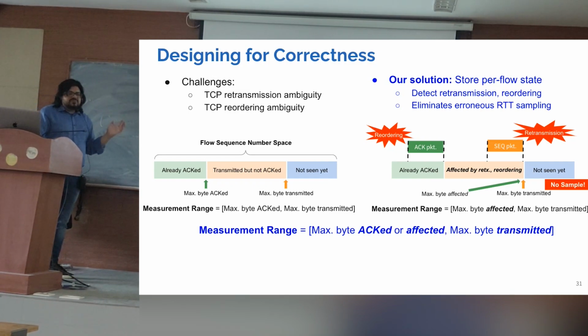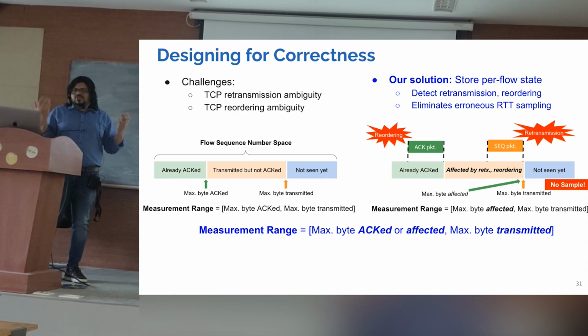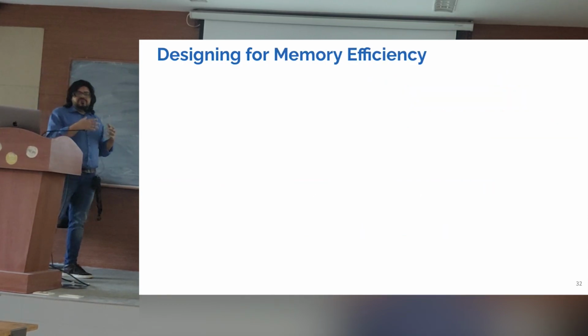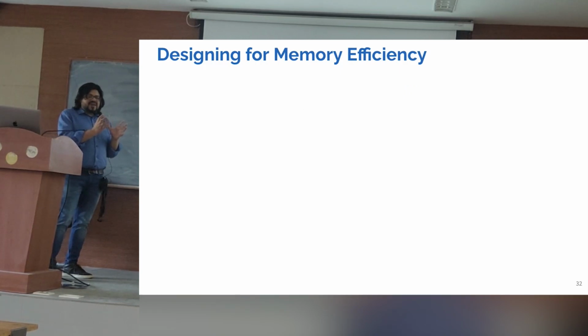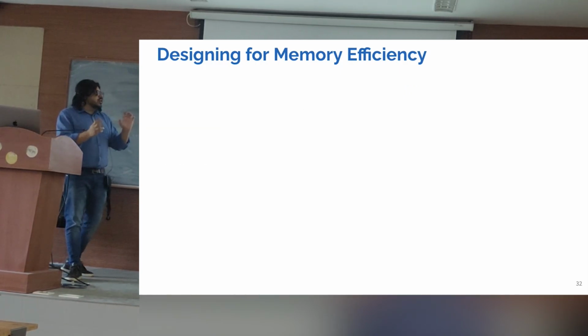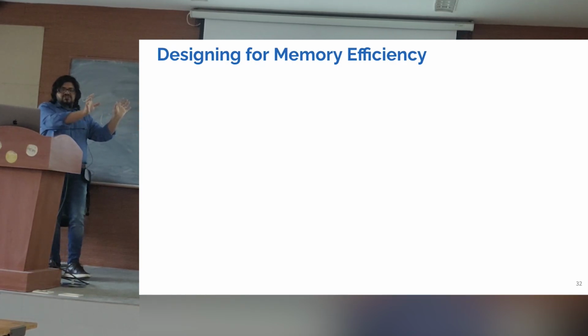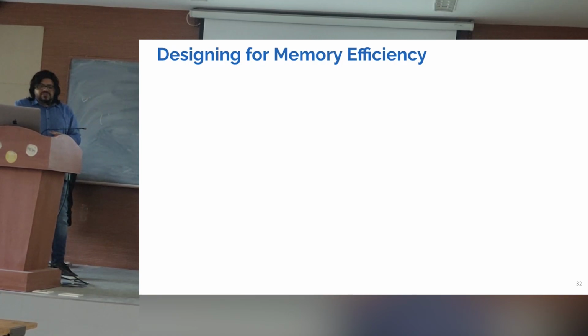So far we have talked about errors, but there are scalability issues, right? There are so many packets going all the time. So how do we deal with that? How do we design for memory efficiency? That's the next question. Now, one thing to note here is that we are adding more information. Earlier, we were only keeping track of packet state. Now we are also additionally keeping flow state. Per flow, we need this measurement range. On top of that, we need the packet records. So how do we compensate for that?